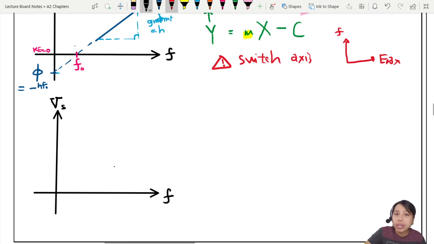By the way, frequency also can change. Sometimes I can say instead of f, I put 1 over lambda. Also a similar graph, all the graphs are the same shape. Frequency or 1 over lambda also can. So this stopping potential graph, we're going to look at something similar, also a straight line.